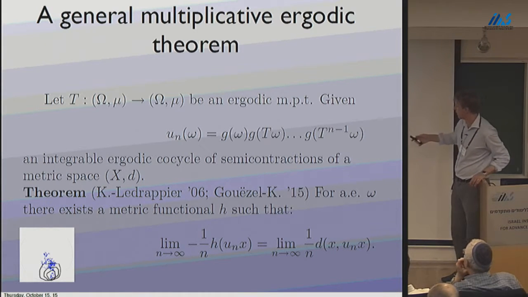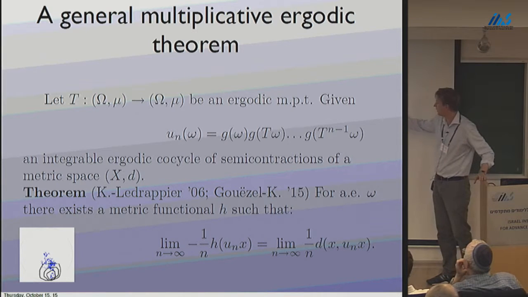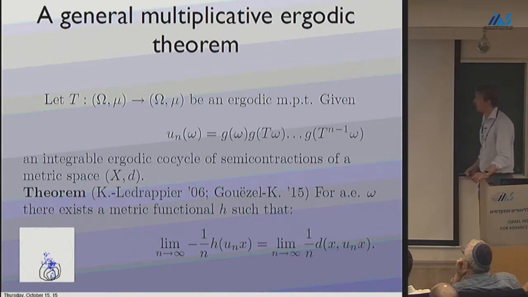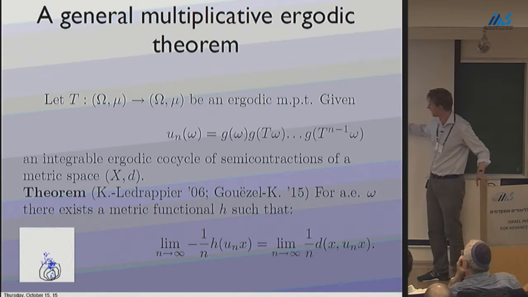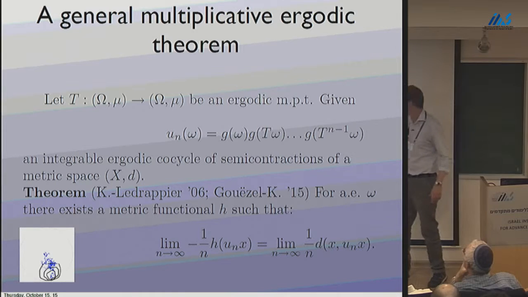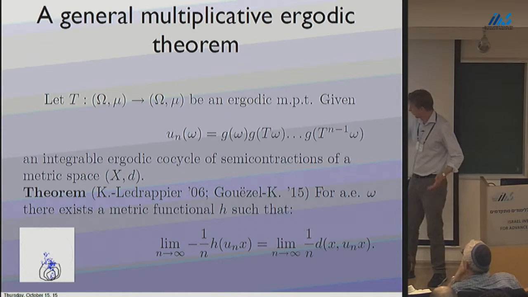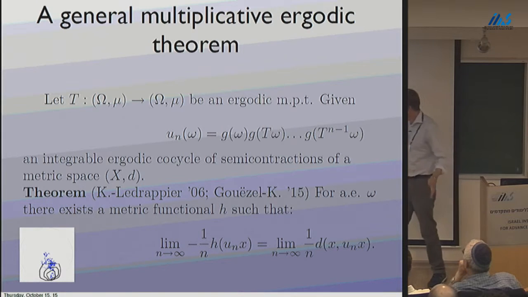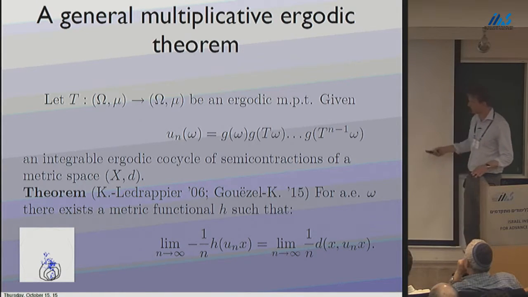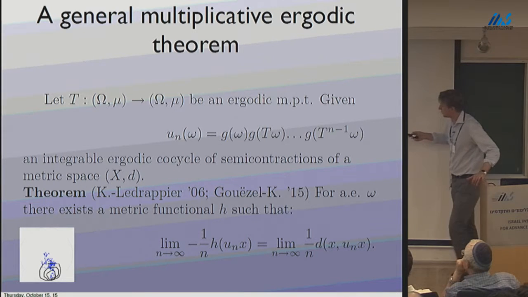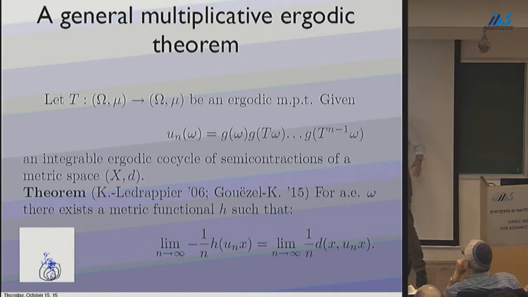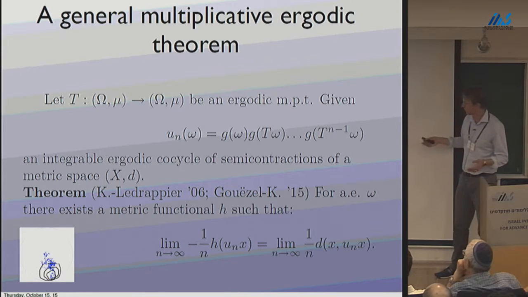So we have T, an ergodic measure preserving system of a probability space (Omega, mu), and we're given an ergodic cocycle. This is another way of writing x_1, x_2, up to x_n. These are randomly selected elements, which I take as isometries or something more general, non-expanding maps of a metric space. And I will explain why this is a general setting in a while. So this will be our random product of non-commuting elements, or random walk on a group.